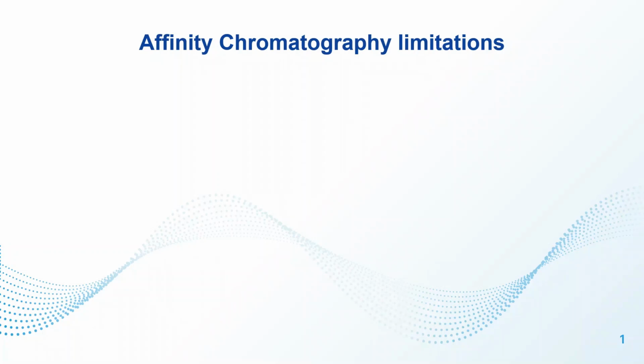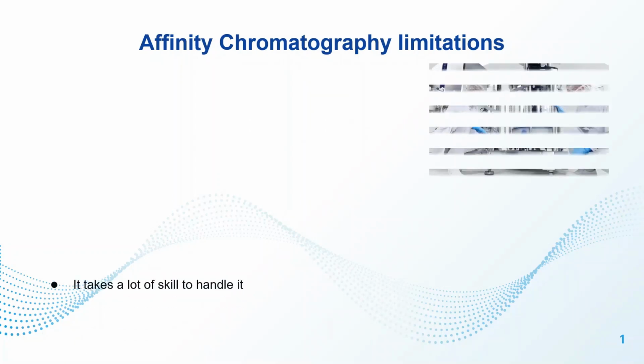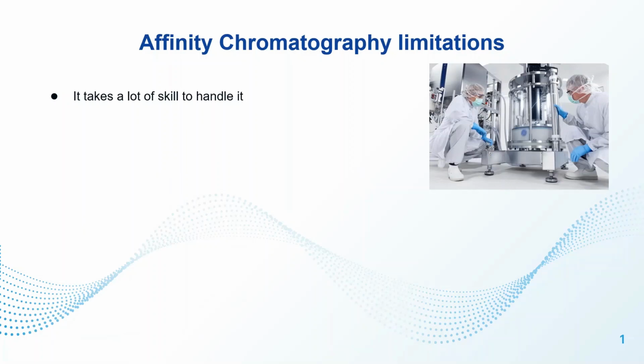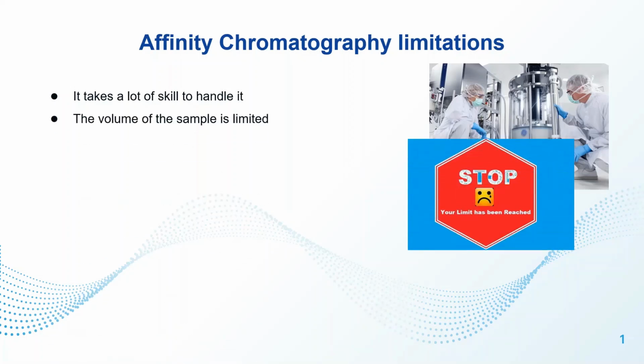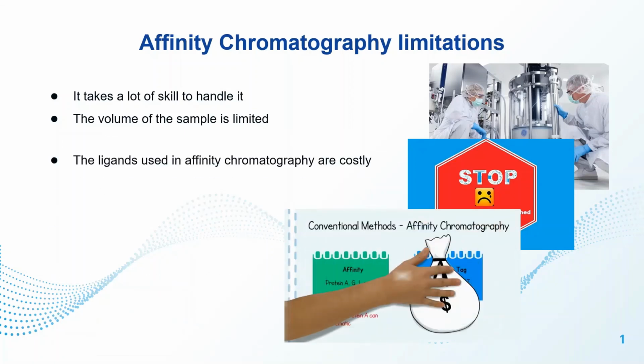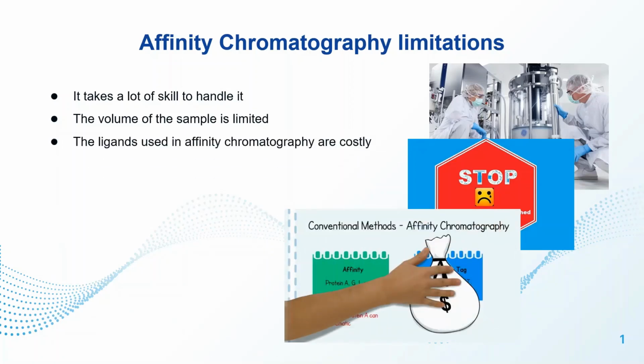Despite all the benefits of affinity chromatography, there are some limitations too. First one, it takes a lot of skills to handle it. Affinity chromatography requires some good technical skills to perform effectively, and sometimes it can be tedious and time-consuming, especially in the case of large-scale samples. The second limitation is related to the volume of the sample, which depends on the binding capacity of the column. Third one, the ligands used in affinity chromatography are costly. Overall, the demands for specific ligands make this process an expensive technique.